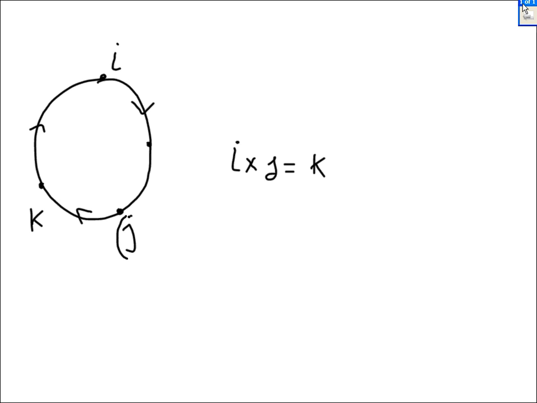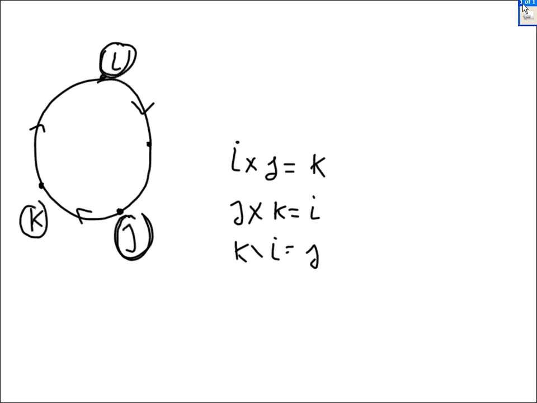If you want to start with j first, go in the clockwise direction. We have j, and then k, and then i. j cross k is i. Starting with k, the next one is i, going clockwise, and then j. k cross i is j.